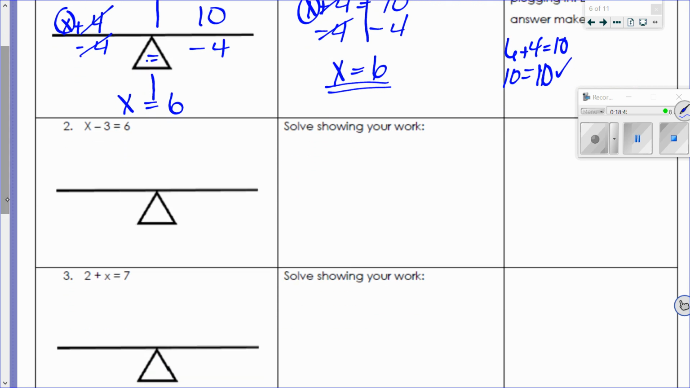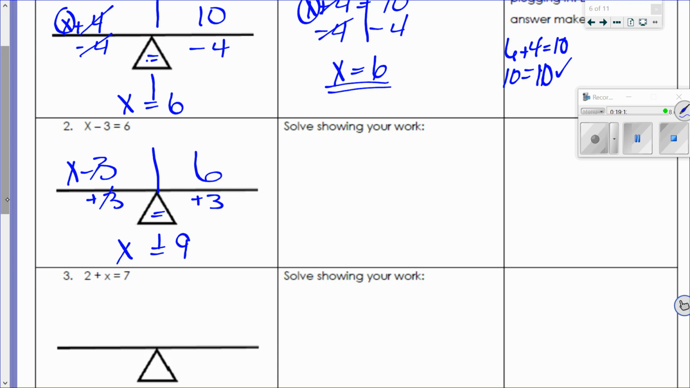Okay, again, it doesn't just happen with addition. I can also do this with subtraction. X minus 3 equals 6. So what would be the opposite of subtracting 3? Adding 3. So I'm going to add 3 to both sides of my scale. These are still going away. X equals 6 plus 3, which is 9.